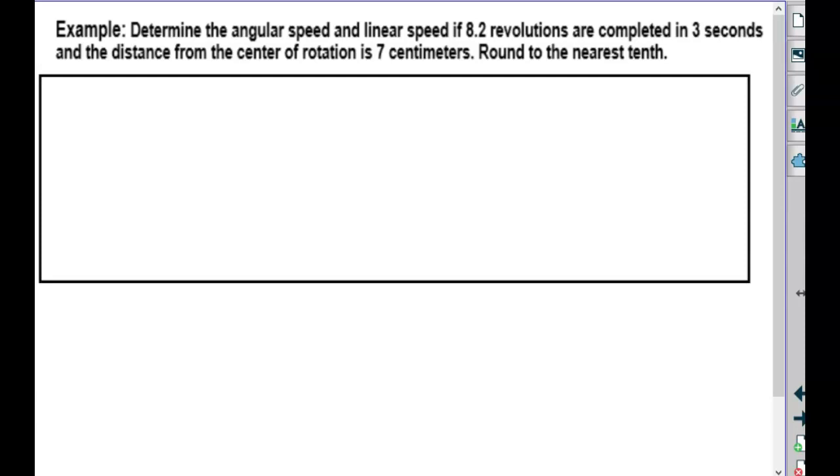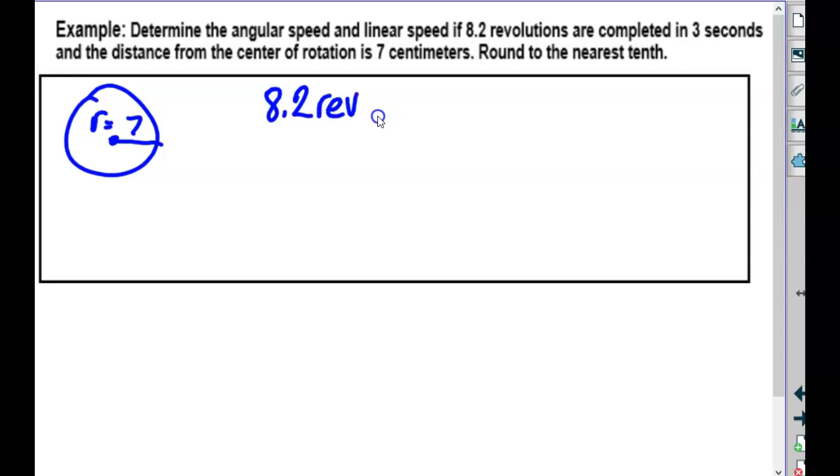This is an example. Help me real quick. Okay, so help me think through this. Determine the angular speed and linear speed if 8.2 revolutions are completed in 3 seconds and the distance from the center of rotation is 7 centimeters. Okay, so the distance from the center of rotation is the radius. Everybody good with that? Okay, 8.2 revolutions is nothing we can work with. We need to make it into radians.